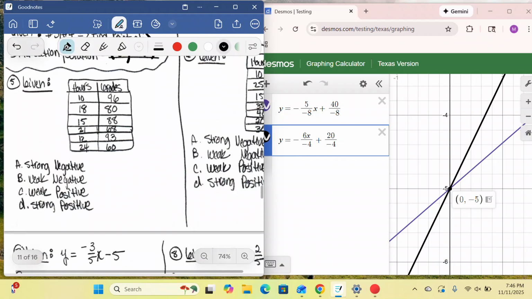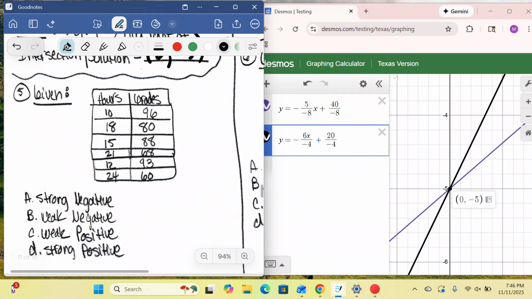Now let's go on to the next ones. The next one should be easy. We have the hours and the grades, so one depends on another. We have our hours as the x and our grades as the y, the domain and the range. You see the hours are all over the place, and the grades are all over the place.